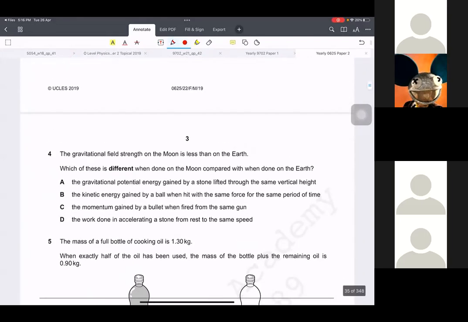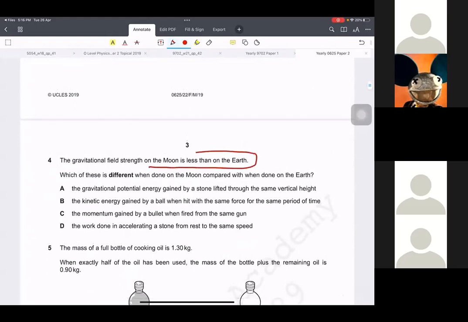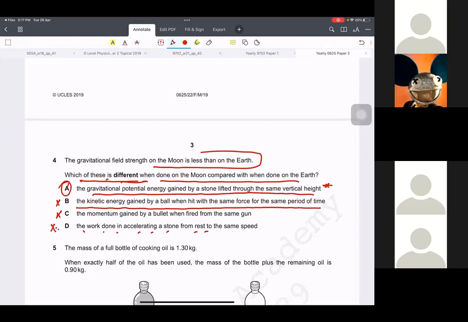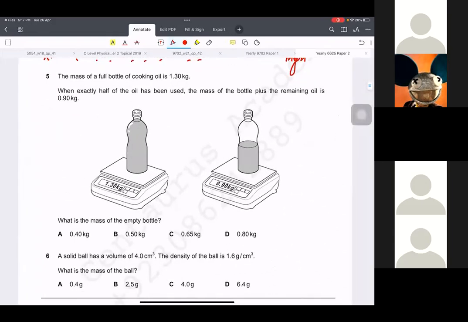That's correct. The gravitational field strength on the moon is less than on Earth. Which of these is different when done on the moon compared to Earth? The gravitational potential energy gained when lifted to the same vertical height. Okay, this could be a possible answer. The kinetic energy gained by hitting with the same force. No, this can't be the answer, so that's wrong. The momentum gained by... No, nothing to do with gravitation. Work done in accelerating a stone from rest to the same speed. Work done, I don't think so. So I think it has to be A, because it's mgh, the only formula with g.